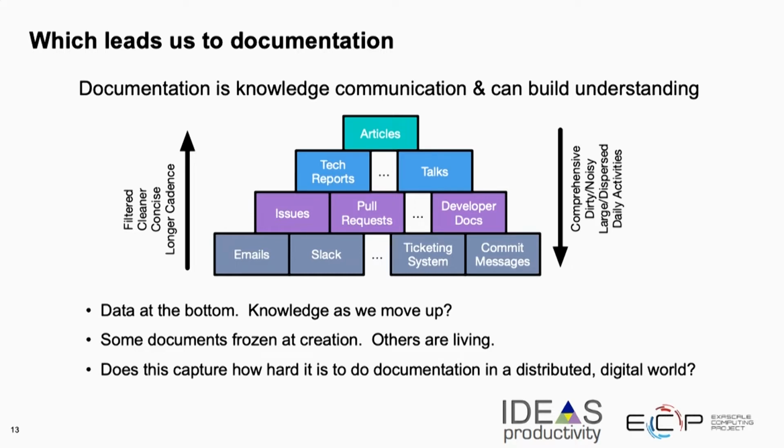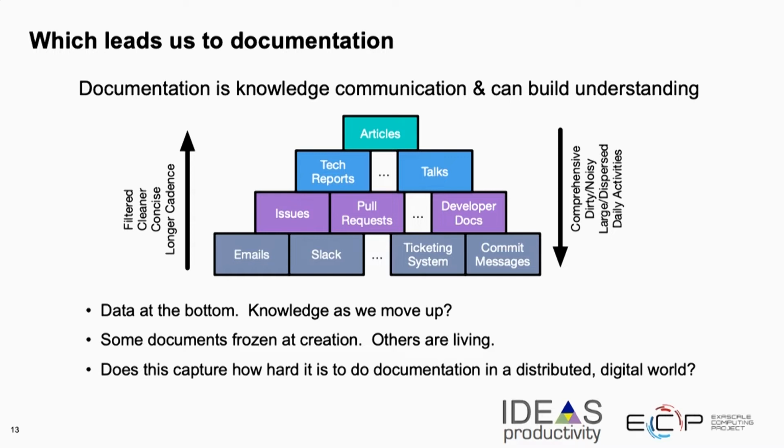And then we can just keep doing that until finally we get to the top where we have articles, which should be very clean. They should be very concise, right? And that's where there should be a lot of knowledge buried. So to some degree, at the bottom we have data. As we move up, what we're trying to do is create cleaner and better knowledge that's easier to find, okay?